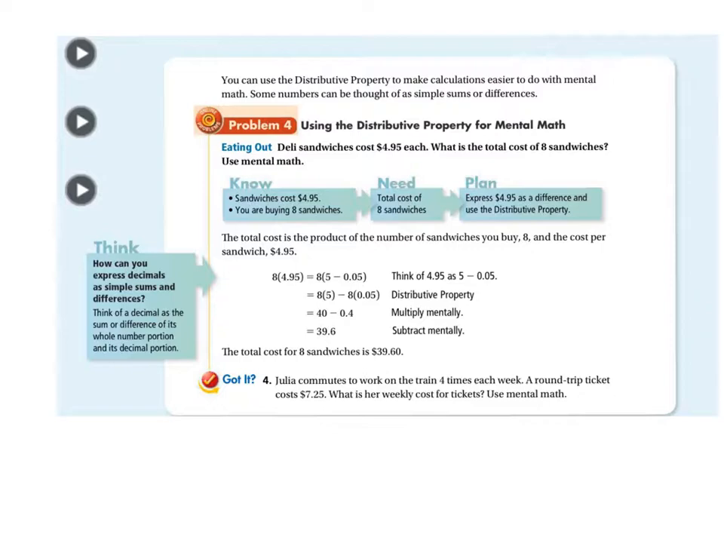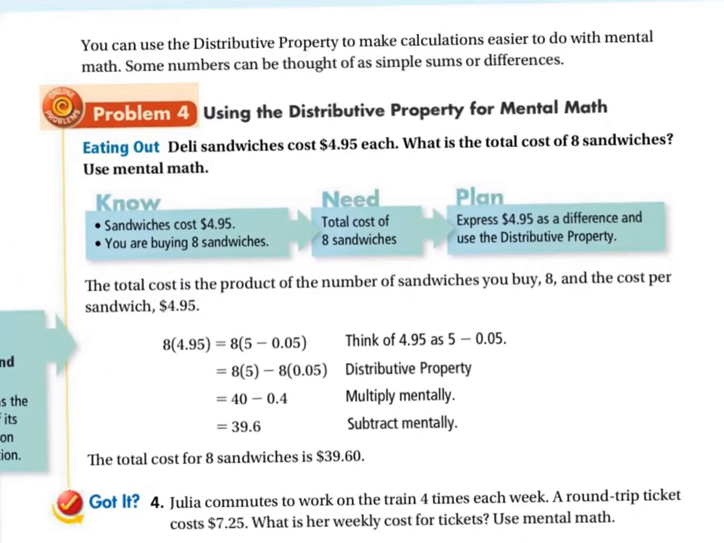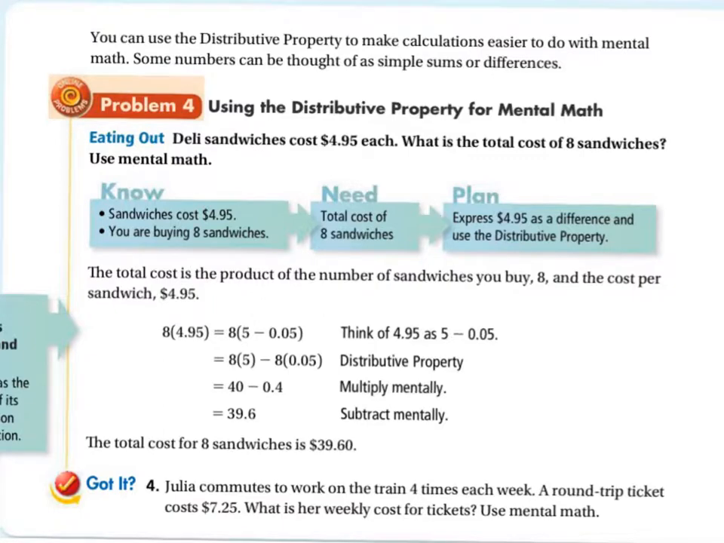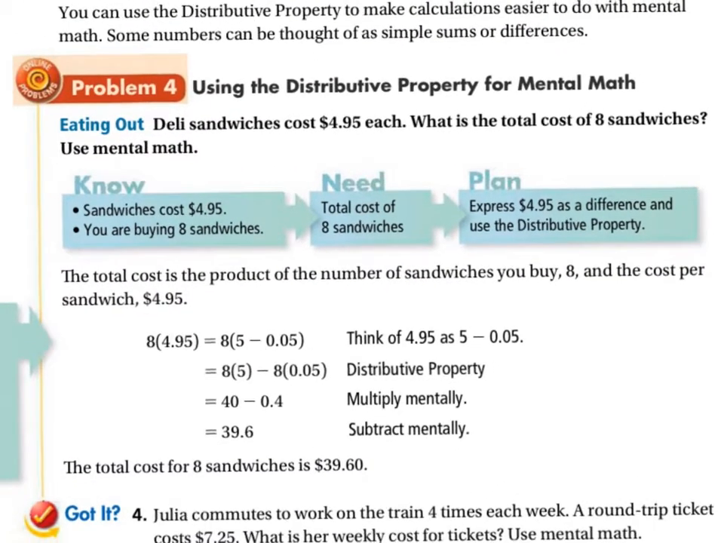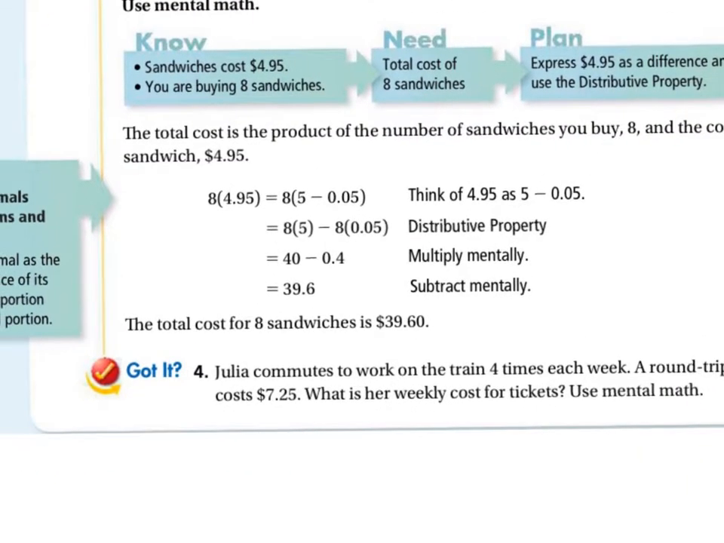So we're going to look at problem 4. It just talks about how sometimes using distributive property can make things easier if we're trying to think things out in our head, or even just working it out if we don't have a calculator. So problem 4, deli sandwiches cost $4.95 each. What's the total cost for 8 sandwiches? Use mental math. Even if they tell you use mental math, I still want you to write stuff down to show your work in case you miss it. We can figure out what went wrong. Okay, always show work.